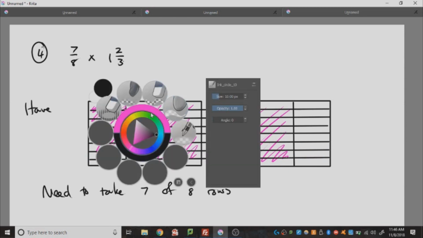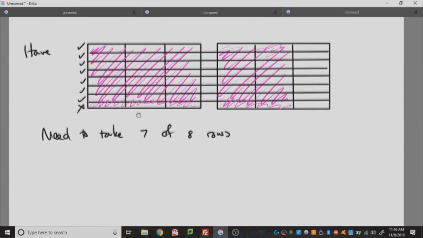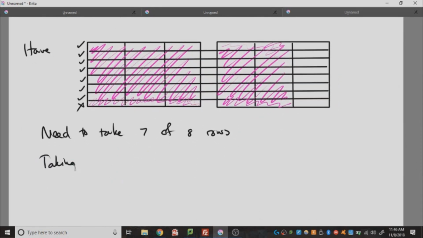I need to take, let me just highlight that the bottom one was not really pink enough, but I do have all of that. I just let my lines go straight through. Of course, there's nothing in the middle. So I have to take 7 out of 8. 1, 2, 3, 4, 5, 6, 7, and not the last one. So I'm going to have quite a lot. So we're taking, each row is 1, 2, 3, 4, 5. So 35 little pink pieces.